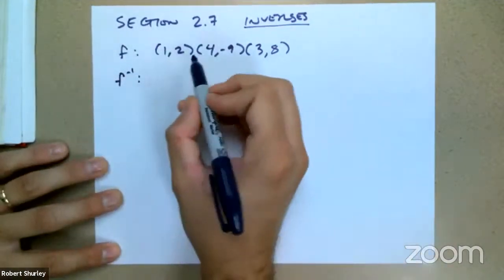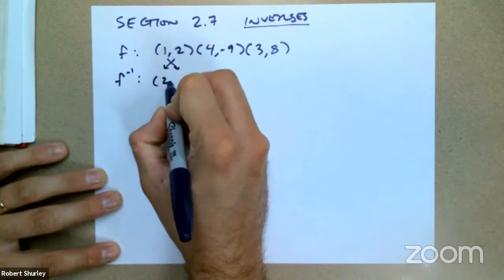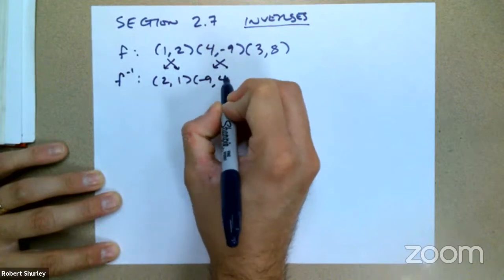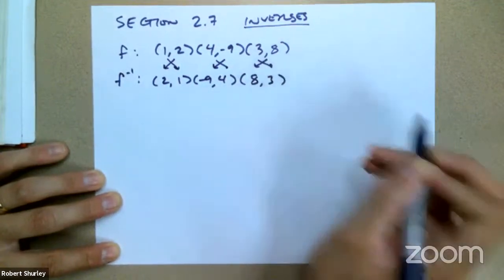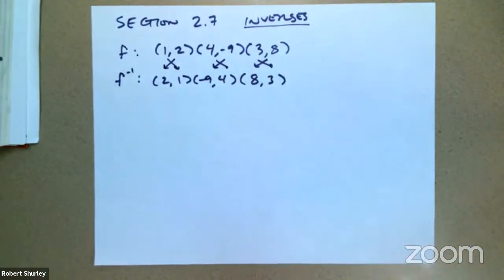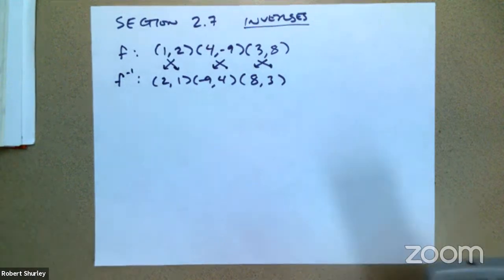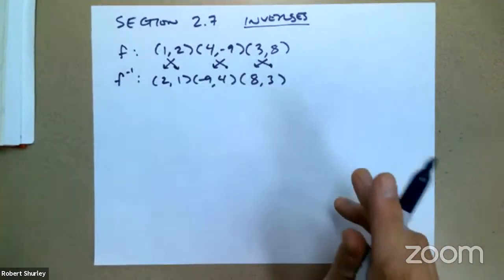So an inverse function, you just flip the x and the y. So 2, 1, -9, 4, and 8, 3. Okay, very, very basic. Nothing too crazy, but a lot of different stuff happens because of this, okay? We're going to talk about the graphs of this here in a minute.